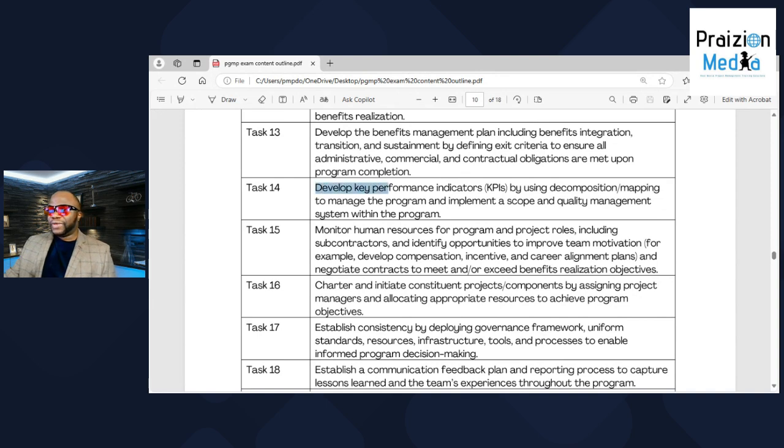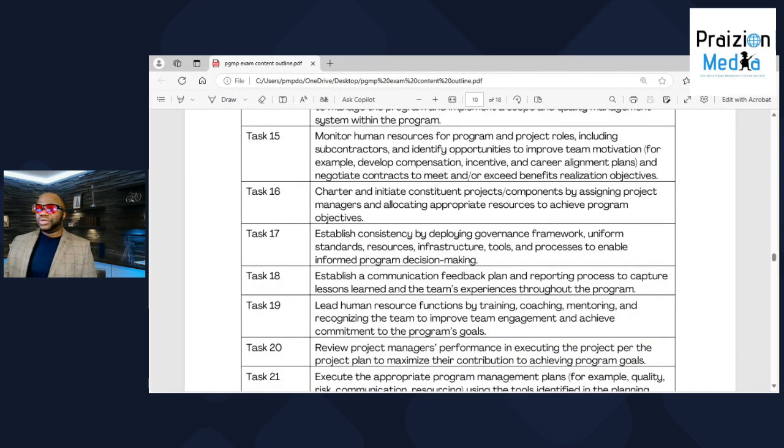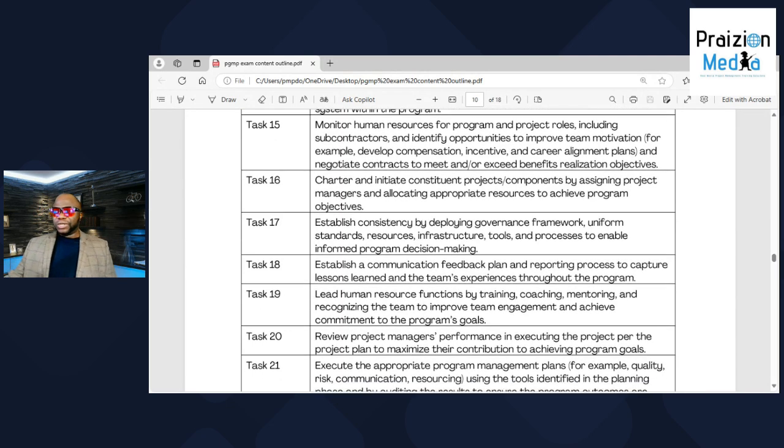Number 14, develop key KPIs, key performance indicators, by using decomposition or mapping to manage the program and implement a scope quality management system within the program. Number 15, monitor human resources. Number 16, charter and initiate constituent projects. Every project should have a charter.